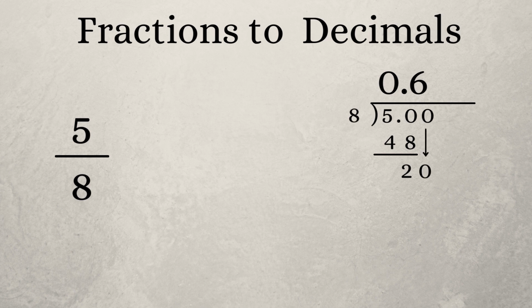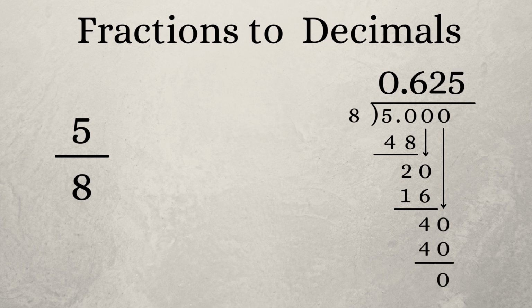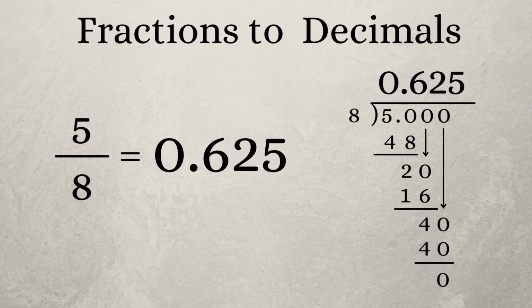So we bring down one more 0 to make it 20. Now 8 times 2 is 16, which gives us the remainder of 4. Bring down another 0 and now we have 8 times 5 is 40, which gives a remainder of 0, and hence the division ends here. So 5 by 8 can be written in decimal form as 0.625. Now let's check another example.